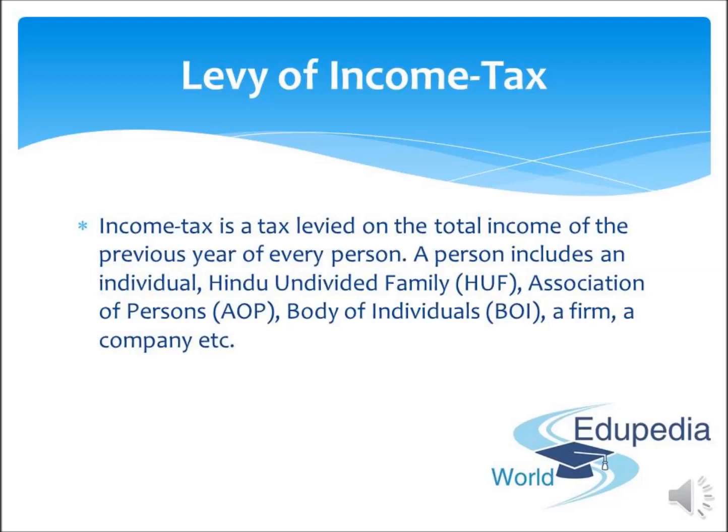The Income Tax Act has divided the category of persons into individuals, HUF, AOP, BOI, firm, company, and it has given provisions in the Income Tax Act on how the individual will be taxed, how HUF will be taxed, and so on. All these entities are taxed on a different basis and differently. All these have different provisions in the Income Tax Act.